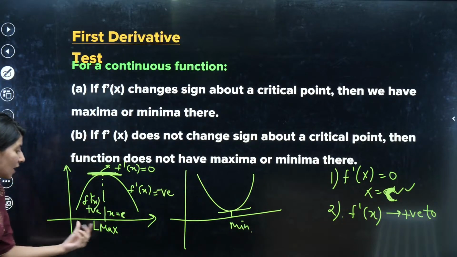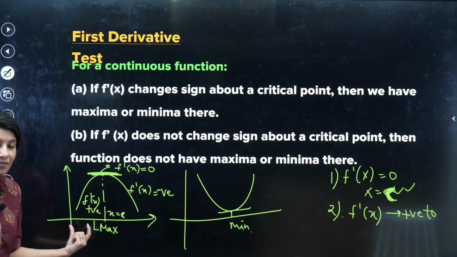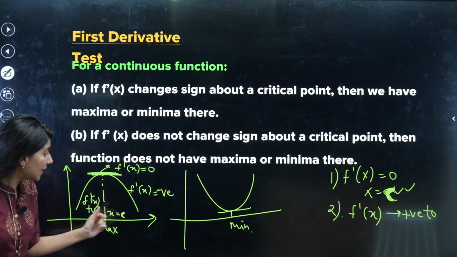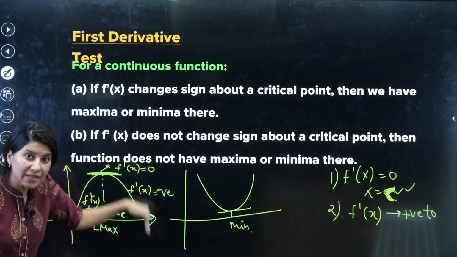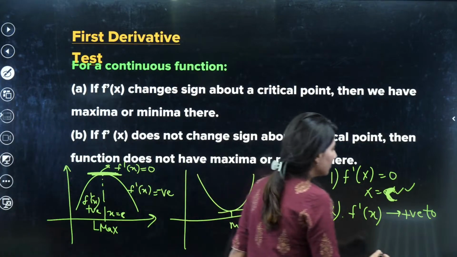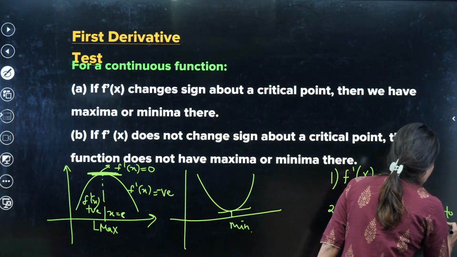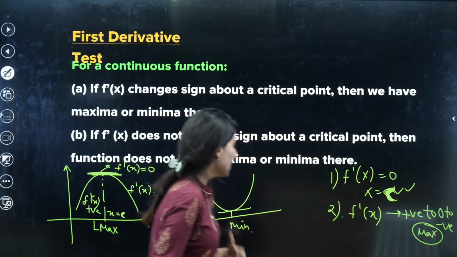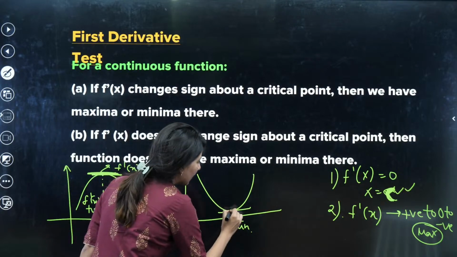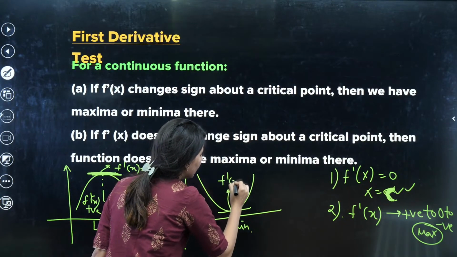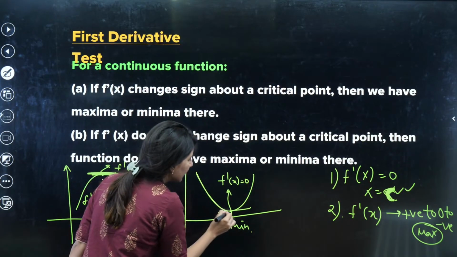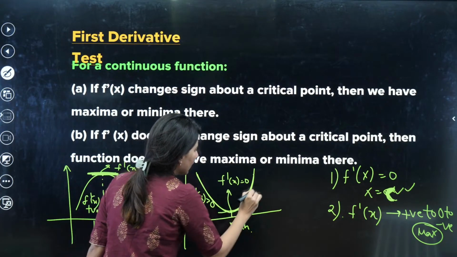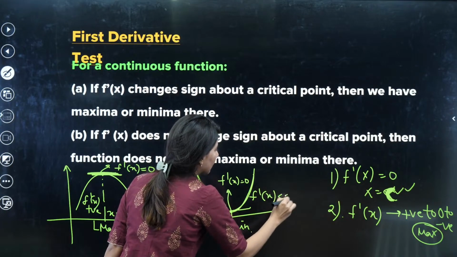So what is happening around c? Before c, my derivative is positive. At c, my derivative is 0, and after c, my derivative becomes negative. So that means positive to 0 and then to negative. If that is happening, then we have a maxima. And over here, in case of minima, can you see at exactly one point, your f dash x becomes 0. Here it is decreasing, here it is increasing. So f dash x is negative, then f dash x is positive.